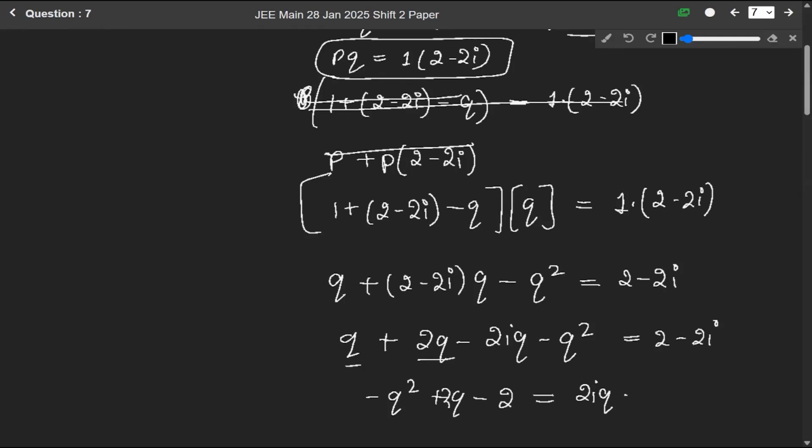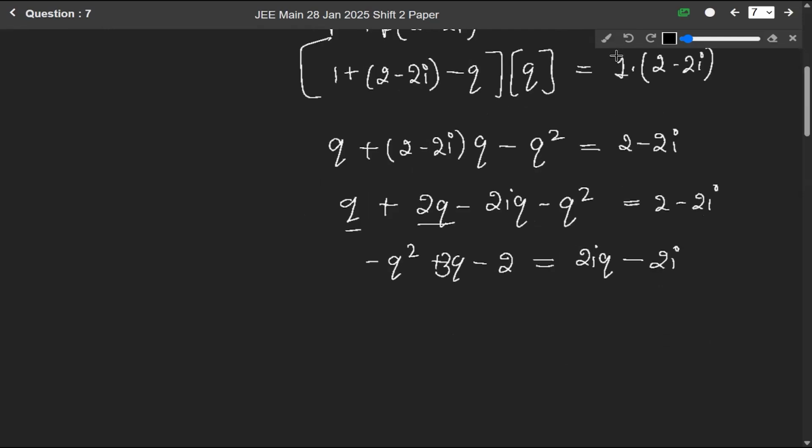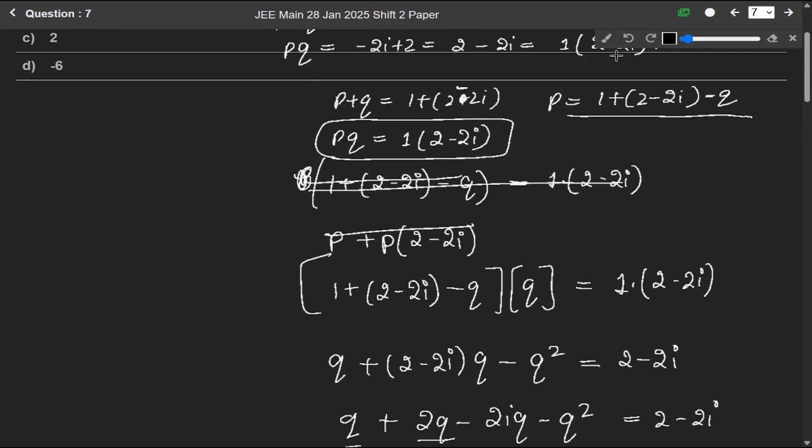2q plus q will be 3q. This will be 2iq minus 2i. So when we solve it, we get q equals 2 minus 2i. And using this 2 minus 2i in p, p will be equals to 1 plus 2 minus 2i minus 2 minus 2i. So this cancels out, and p will be equals to 1 plus 0i. So p is 1 plus 0i and q is 2 minus 2i.